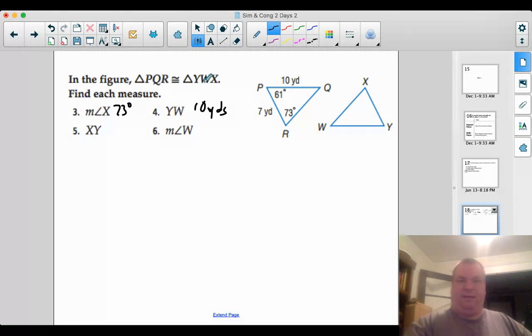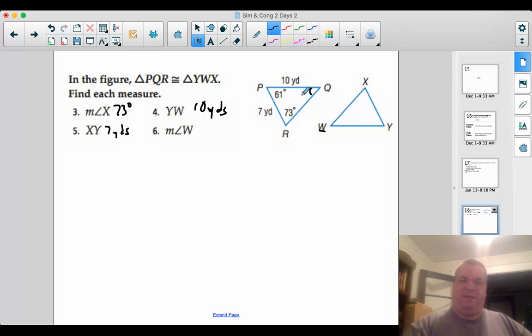For XY, XY uses the third and the first letters. So R, that's going to match up with RP. RP right here is 7 yards. So XY is the same. The last one gets a little tricky. Angle W right here matches up with Q, and Q is one that I don't know. So I have to use the same thing I used yesterday, which is the fact that all of the angles in a triangle add up to 180 degrees.